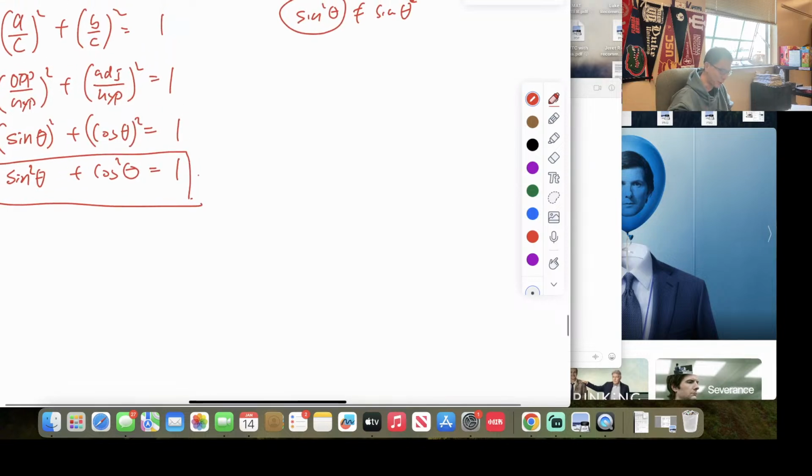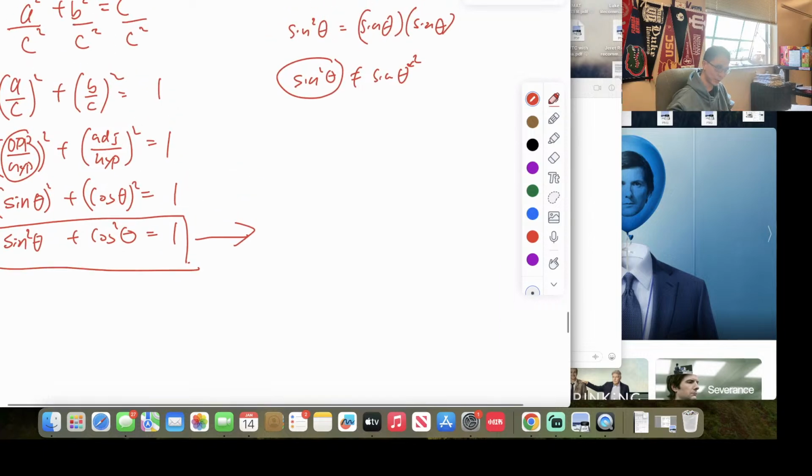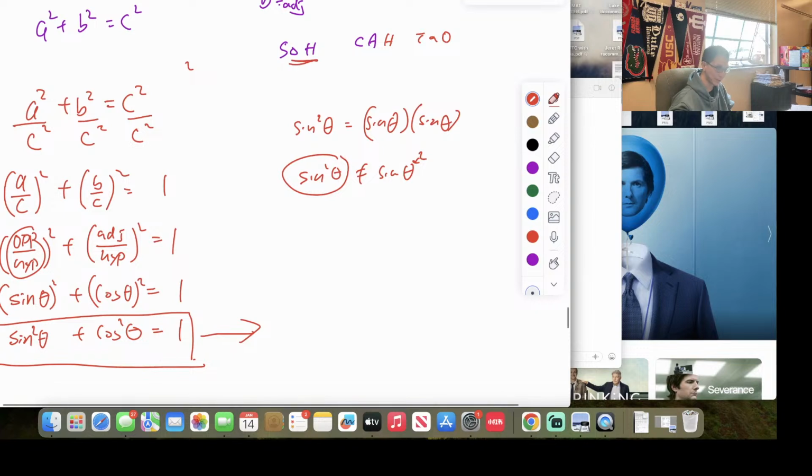Okay, so this is the first Pythagorean identity. Is that okay? Yes. It's opposite over hypotenuse. So you see this, opposite over hypotenuse, is sine theta.